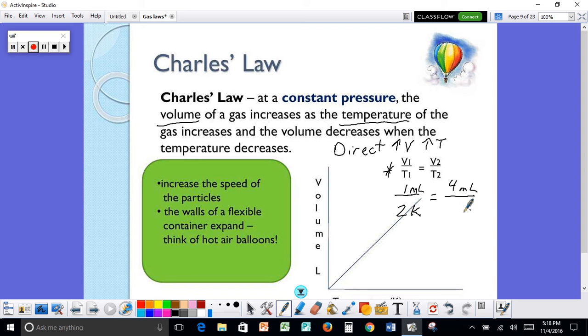What would our new temperature be? Well, if we increase this by a factor of 4, that means that our temperature increases by a factor of 4 as well. So our new temperature would be 8 Kelvin. So if we look at this, 1 over 2 is equivalent to 4 over 8. Both of them give us a factor of 0.5. So that's kind of what we're doing there as we manipulate this. So let's work an equation together on the practice work, the homework, and see how this works.